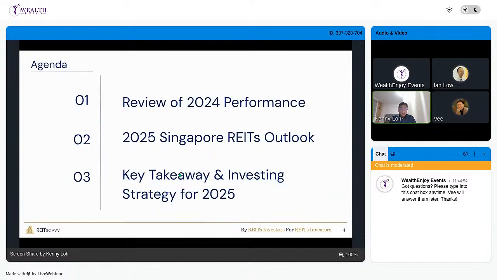Okay, today's agenda. I will go through the whole 2024 REIT sector performance. After that, I will touch on the 2025 REIT market outlook, right? Then I will end the presentation with some key takeaways and also investment strategy for REITs in 2025.